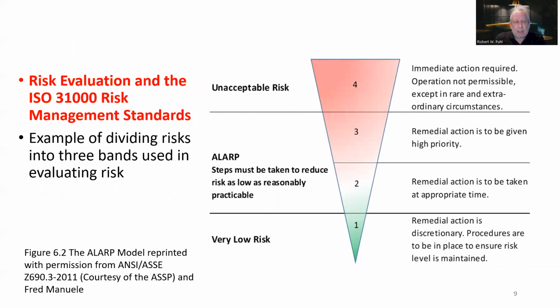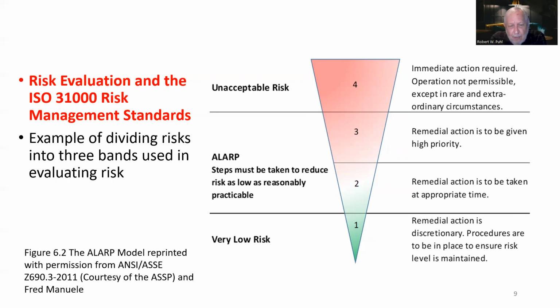Risk evaluation and the ISO 31000 risk management standards continued here. Example of dividing risk into three bands used in evaluating risk. Now I know they say three bands and then they give you four numbers. Go figure, huh? But unacceptable risk, immediate action required, operation not permissible except in rare and extraordinary circumstances. And you can better believe if the plant's running and that particular operation is critical to plant operations, you're going to have to find some very extraordinary circumstances to keep that thing going. You have to do something.